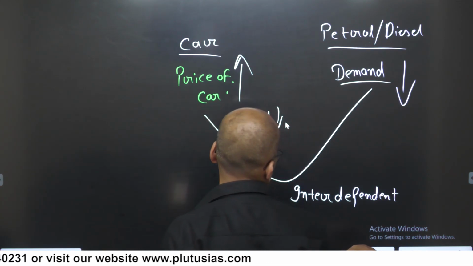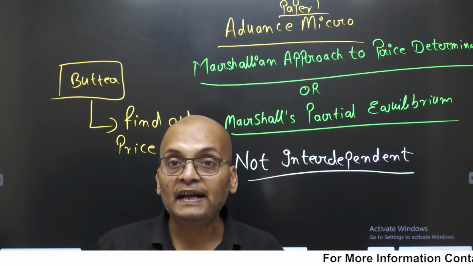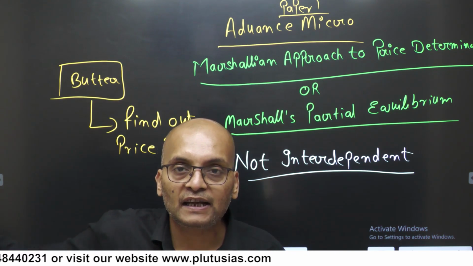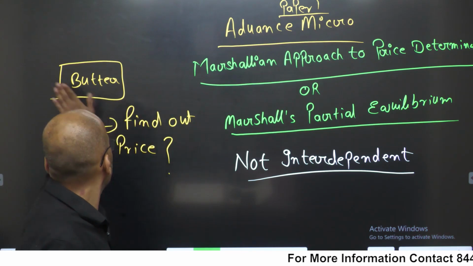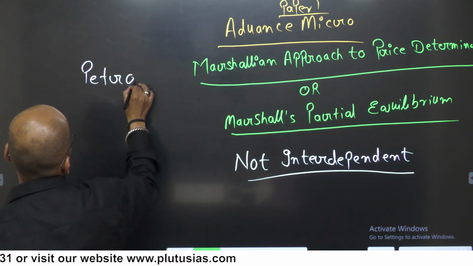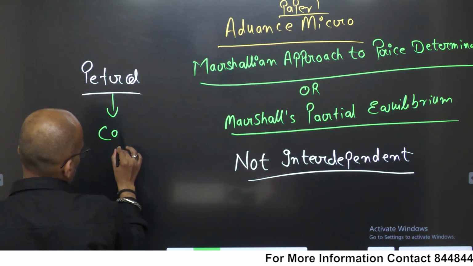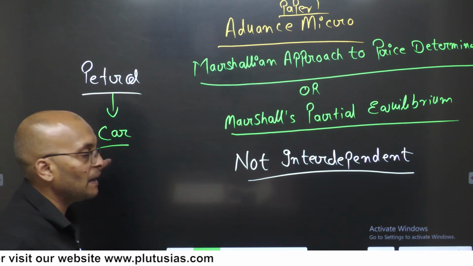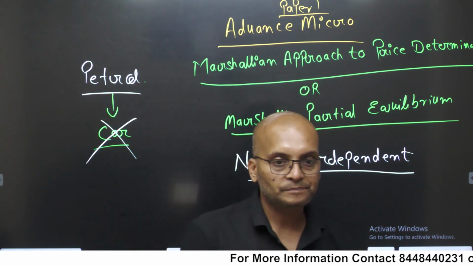And what did I tell you? Here, in Marshallian approach, read it out, that when you are determining the price of one commodity, you have to take price of other commodities as constant. That means if you are determining the price of butter, or let's say petrol, petrol and car thing, then we know it is quite obvious that price of petrol is dependent on the price of car. We know it. But Marshall says that when you are determining price of petrol, forget about the price of car. Take it as constant. Okay.